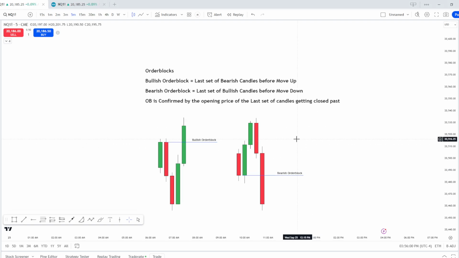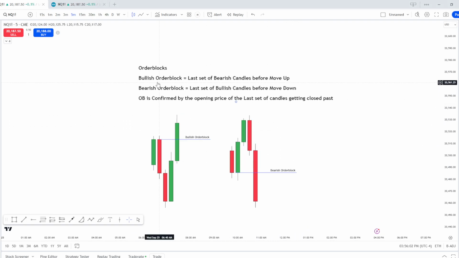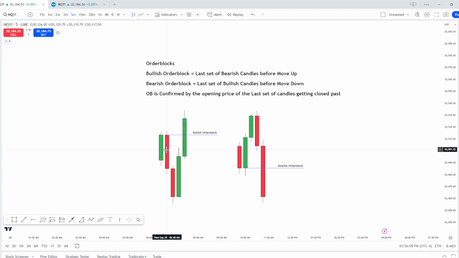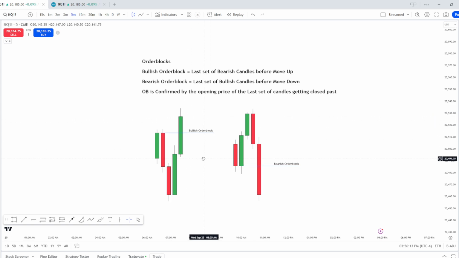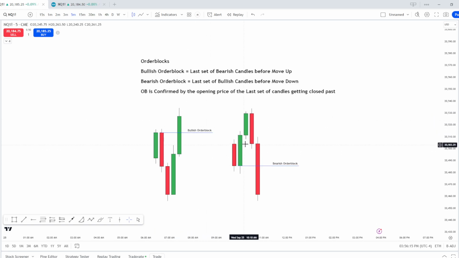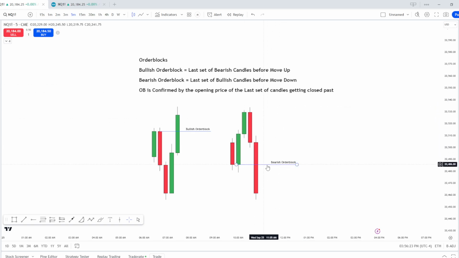So, first, start off with order blocks. A bullish order block is the last set of bearish candles before a move up. Right here on the left, we have this last set of bearish candles before this move up, so this is a bullish order block. Now for the other side, we have a bearish order block. This will be the last set of bullish candles before a move down. Right here on the right, we have a bearish order block because we have this last set of bullish candles before this move down.